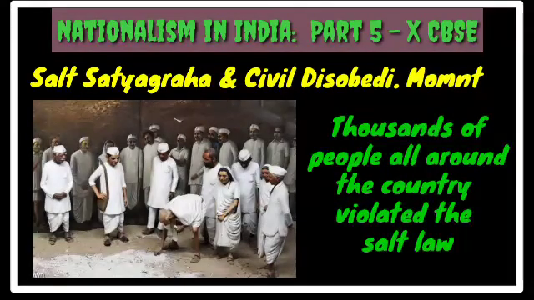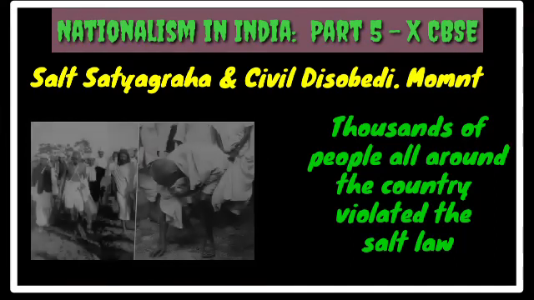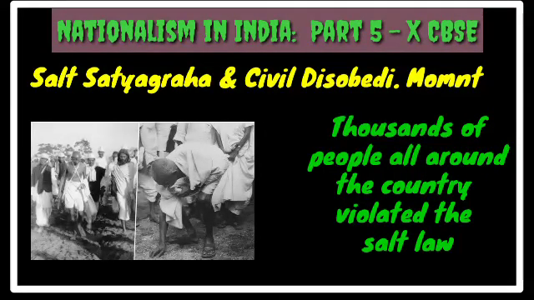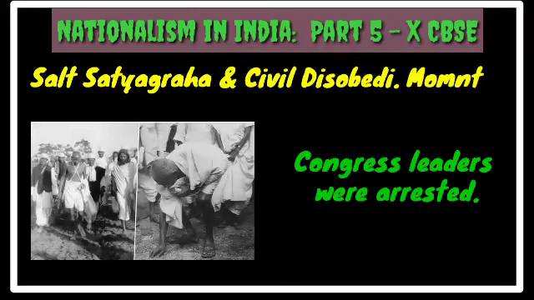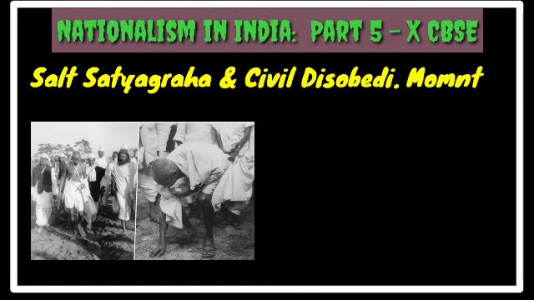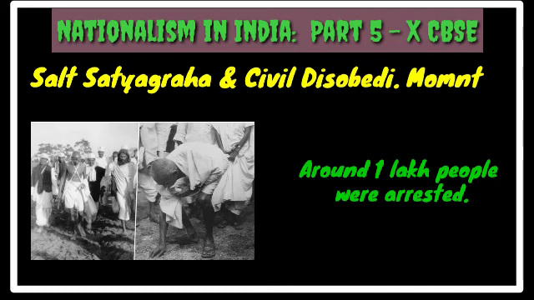Thousands of people all around the country violated the salt law and prepared salt in front of the government salt factories. As a part of the movement, foreign clothes were boycotted, liquor shops were picketed, tax was not paid, village officers resigned, and even forest people violated the forest laws. Congress leaders were arrested, violent struggles occurred in many places, and many demonstrators were arrested, beaten, and even killed by the British. Around 1 lakh people were arrested during the brutal suppression, and the peaceful satyagrahis, including women and children, were tortured by the British.